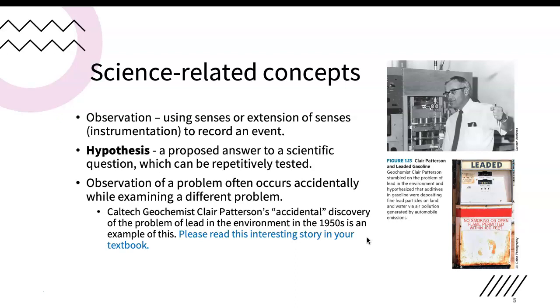Observation of the problem often occurs accidentally. I want you to read this story in the textbook to see how this geochemist, Mr. Cal Patterson, discovered how evil the lead in the gasoline is. He didn't mean to investigate the effects of lead. He just accidentally discovered it's really bad. It's coming from the gasoline. It's contaminating his samples. He tried to do these nice experiments to establish the age of the Earth, but he discovered the contamination of lead.